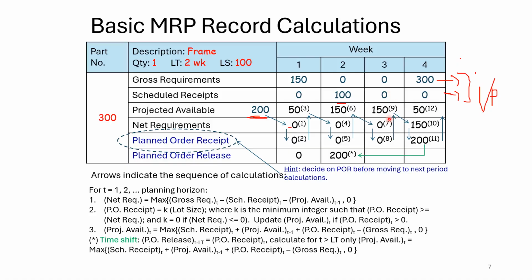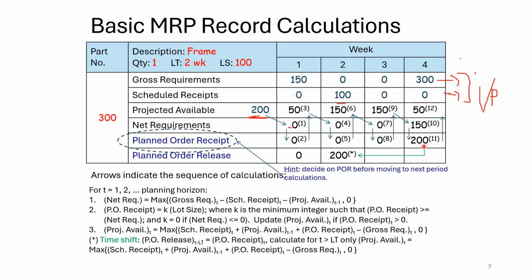So at the end of week 3, we are left with 150 units of inventory. And for week 4, it states that the gross requirement is 300 units. But we only have 150 units of inventory at the end of week 3. So we require 150 units more for week 4. So our net requirement for week 4 that we need in addition to the inventory is 150 units. Because we already have 150 units in inventory from the end of the previous week, and our demand for week 4 is 300 units. So we require an additional 150 units to satisfy this demand. So the net requirements become 150 units.